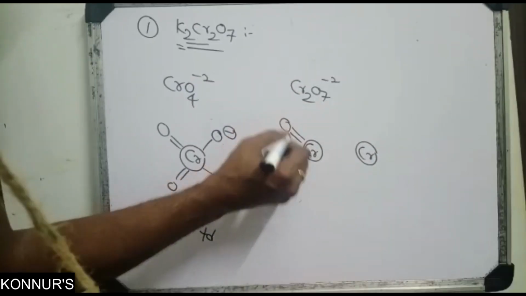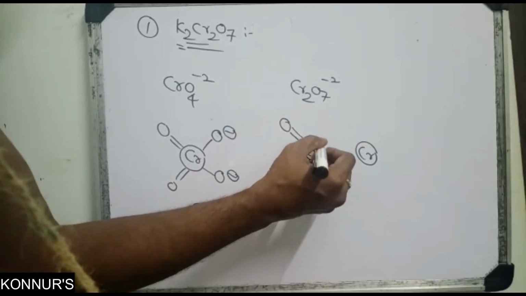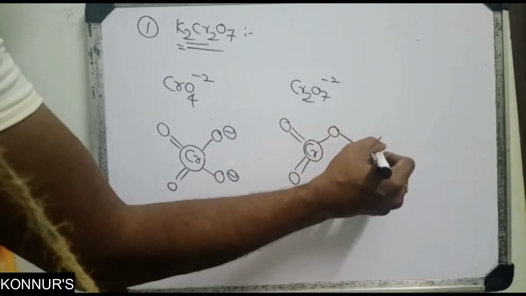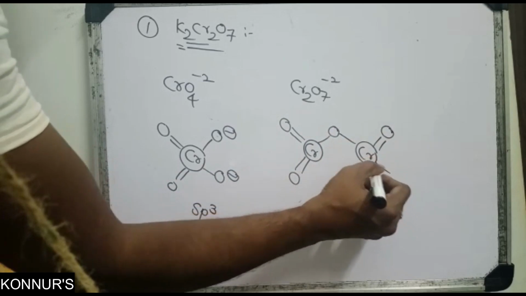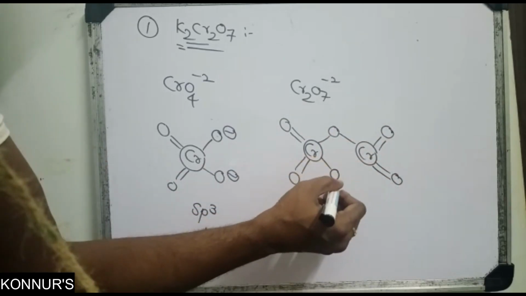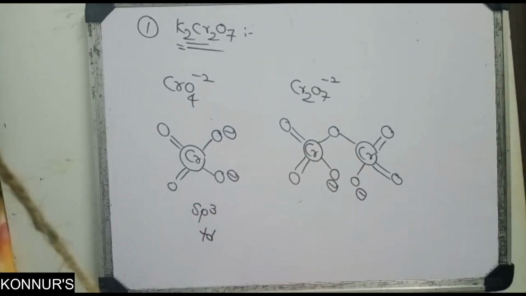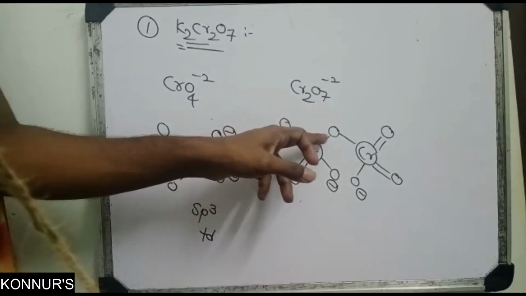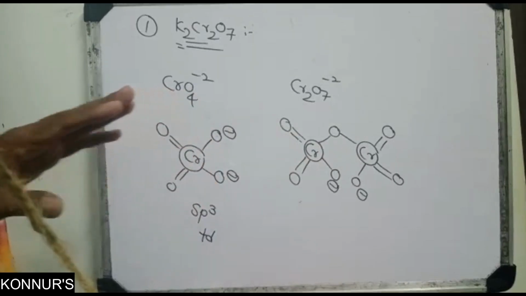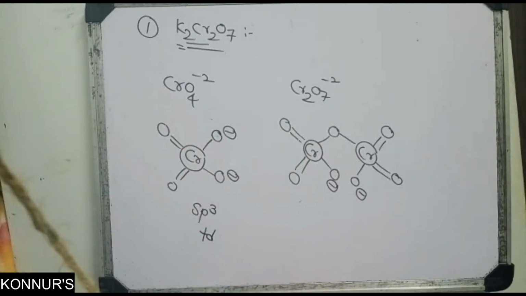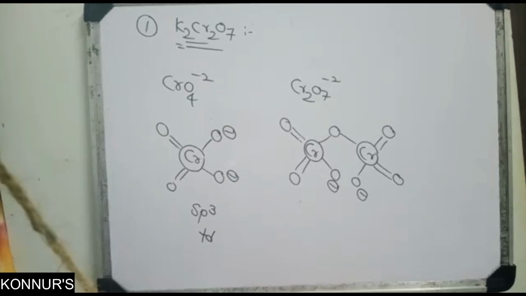So here double bond O, next 1 O, double bond O, next O minus, O minus. See, chromium is in the sixth group, so that's why it forms a maximum of 6 bonds. Fewer than 6 bonds is okay. If you write more than 6 bonds, that is wrong.